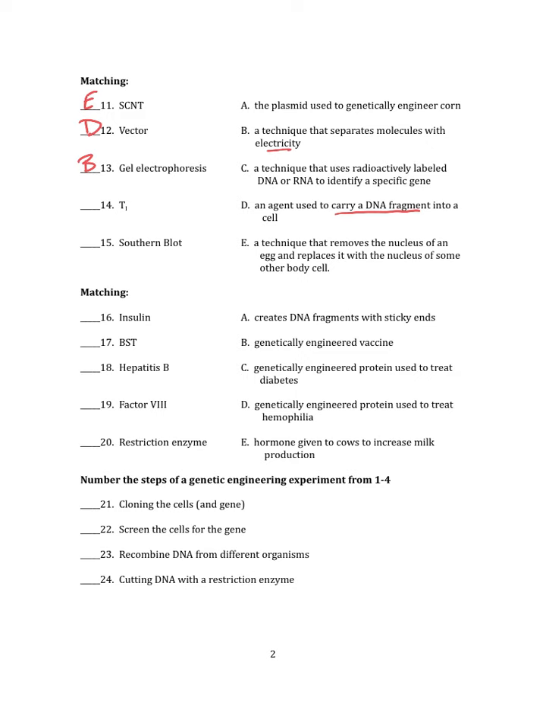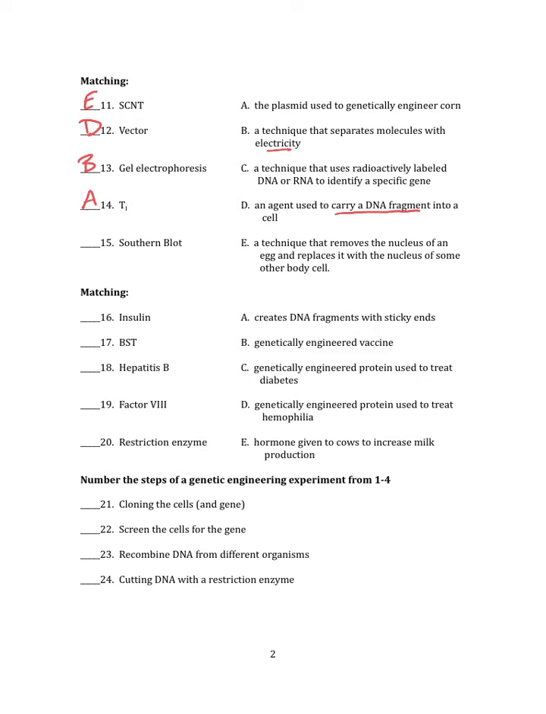Number 14, T sub I, is a plasmid that is used to genetically engineer corn. So it's a segment of DNA that can deliver a specific gene to a corn plant. So 14 is A. And 15 is a southern blot test. This is a technique that uses radioactively labeled DNA, and it identifies specific genes.